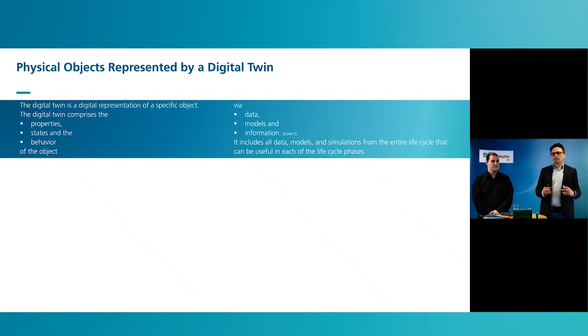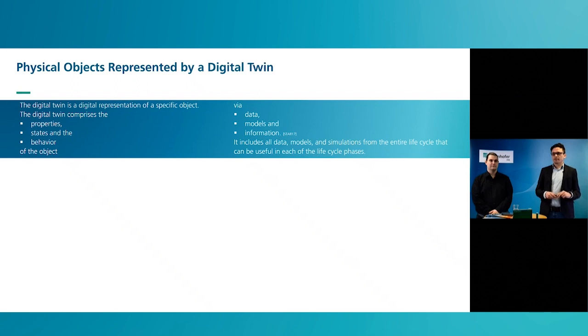And from the broad perspective, a twin is only possible if you have a physical object available that is represented by the twin. So the twin comprises the properties, states, and the behavior of the object via data, models, and information. So we have these properties, states, and behavior in the real world, and we have data, models, and information in the cyberspace or in the digital world. And the twin has the task to comprise all of this.